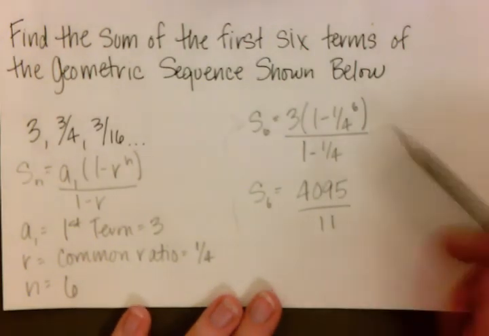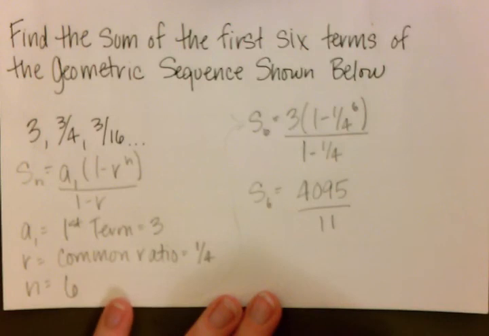But anyway, when you do, you get 4095 over 11, and that cannot be reduced, and so that is the final answer. The sum of the first 6 terms of the sequence is 4095 over 11.